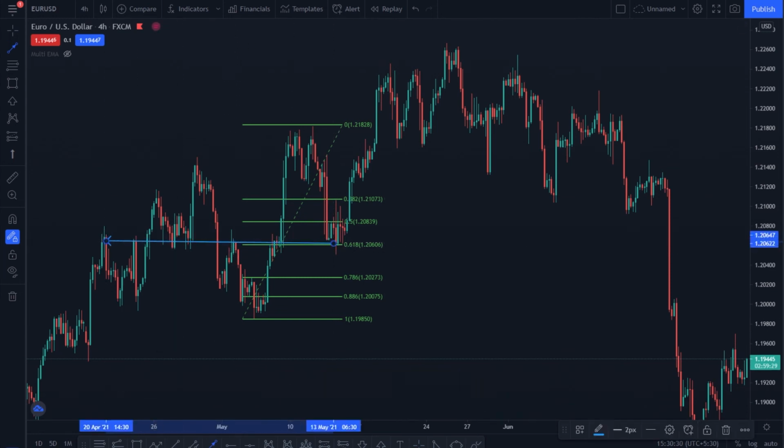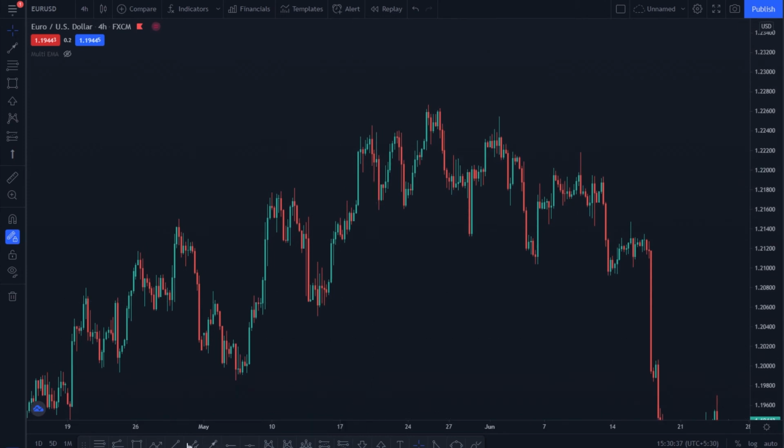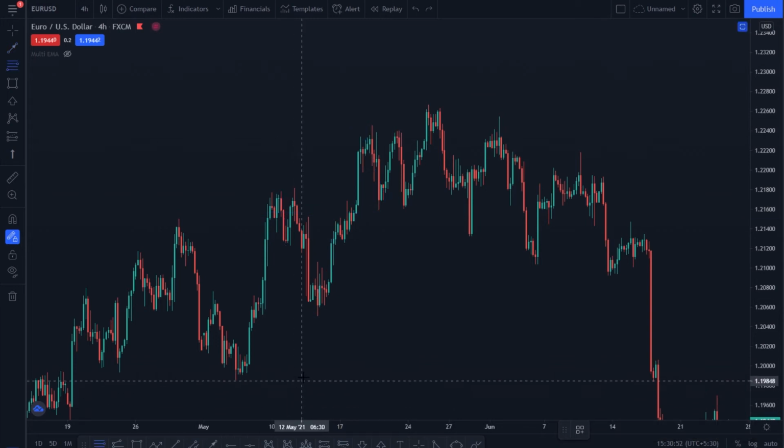Structure, right? Again, let's remove this and we'll see that the market again went up. It did a pullback, right? Look left, where did it do a pullback? Previous structure. Also, let's see whether the market has respected any of the Fibonacci levels as well.